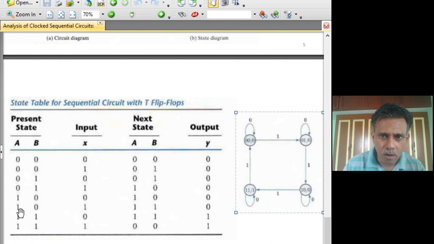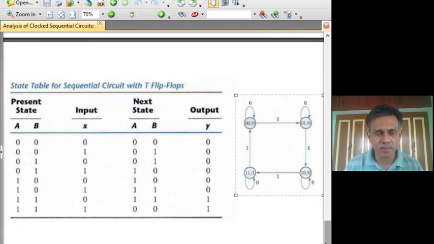Next, for a 1, 0 case, when the input is 0, you go to 1, 0, a self loop. For a 1, 0, when the input is 1, you go to 1, 1, that is this transition. In 1, 1, for 0, you remain in 1, 1, that is this transition. Finally, for 1, 1, when there is a 1, you go to 0, 0, that is this transition. So here we have an example of a T flip-flop based analysis of a sequential circuit.